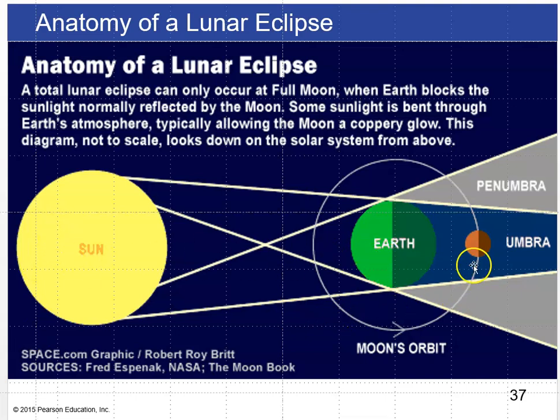The sun, the earth, and the moon. This is a lunar eclipse. A total lunar eclipse can only occur at a full moon when the earth will block the sunlight normally reflected by the moon. But the earth has an atmosphere. An atmosphere is a transparent material. A transparent material slows down the light that goes through it. Anytime you slow light down, it can be bent. That's called refracted. The sunlight that grazes the edge of the earth passes through the earth's atmosphere and will be bent a little bit toward the moon.